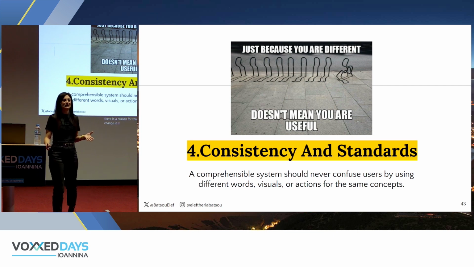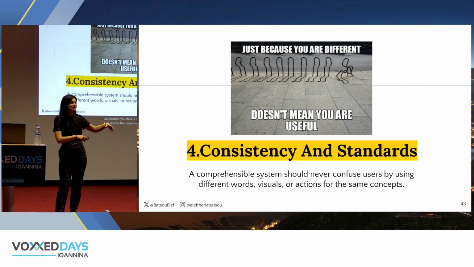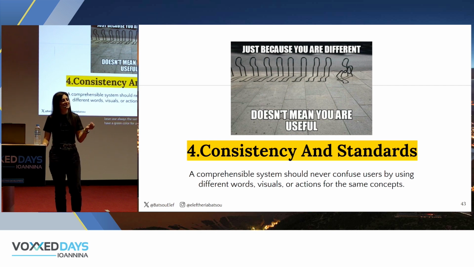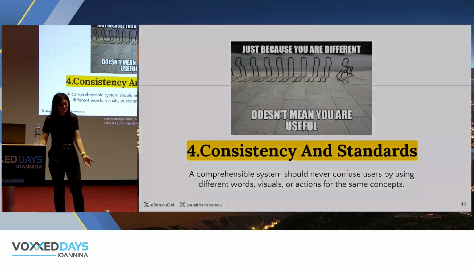If, for example, in your application you have a delete action, use always the same word. Always delete, not erase, not cancel, or not something else. If you have the same action for delete, let's say an icon, a bin, use always the same bin. If you have a green color for a good action, use always that same green color, and don't change to another shade of green. These are simple things, but trust me, I have seen it multiple times, so that's why I think it's quite important to mention them.